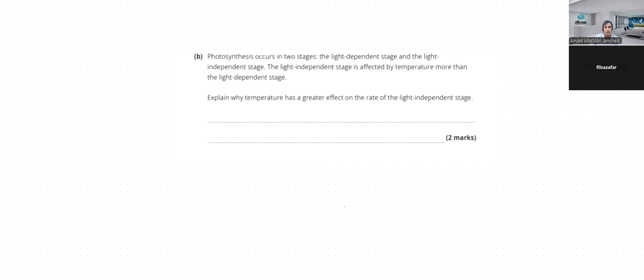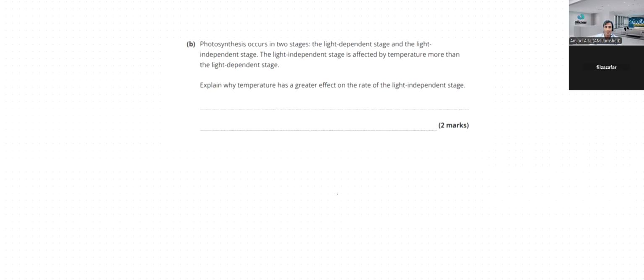So, can you read this question? Just read out. I will answer it. Photosynthesis occurs in two stages, the light dependent stage and the light independent stage. The light independent stage is affected by temperature more than the light dependent stage. The question is: explain why temperature has a greater effect on the rate of the light independent stage. Okay, a bit of a tricky question.